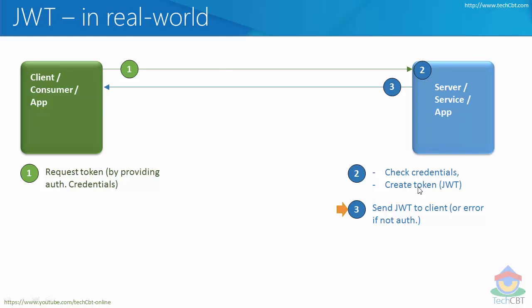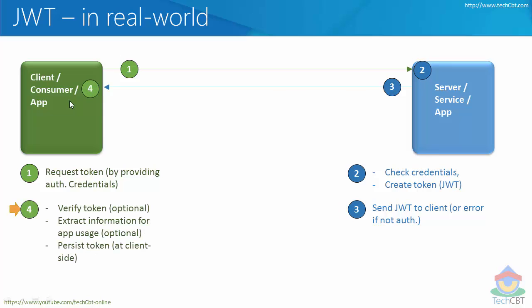Once the JWT has been created at the server, it will be sent to the client, and that will be received by the client here. For some reason, if the credentials are wrong, instead of sending the JWT, it can actually send an error message to the client saying that it is not authenticated based on the information the client has passed. So you can see the first step requests the token. The second step validates the credentials, creates the JWT, and sends the JWT to the client or the consumer. And now the fourth step is at the client right here.